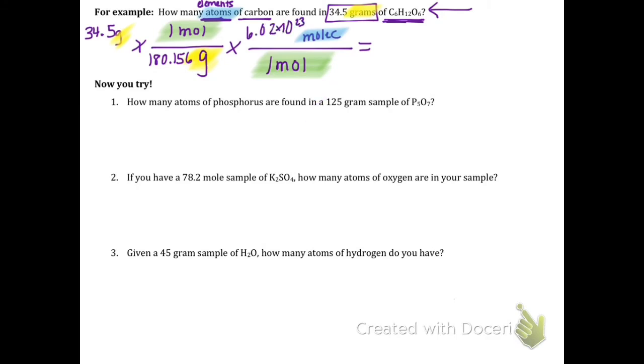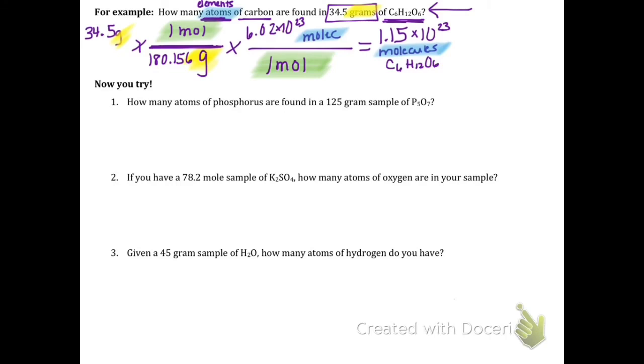Okay, so we're going to find the answer to this problem. Top times top and then divide. If it's under this line, you're going to divide. Hopefully you get 1.15 times 10 to the 23 molecules of C6H12O6.